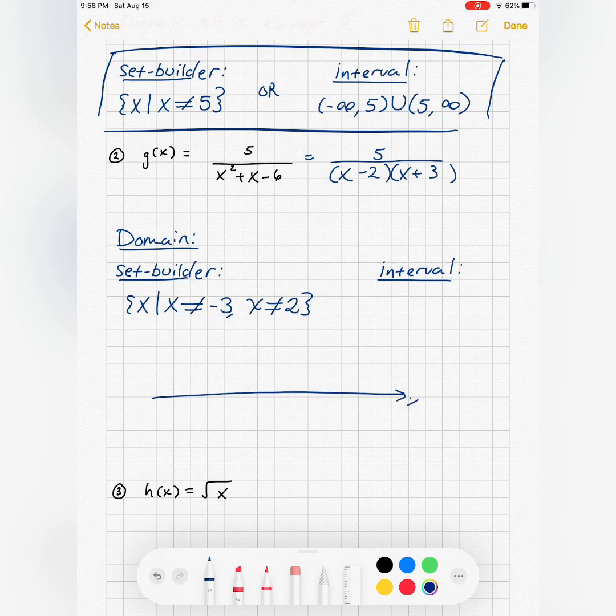For that one, I think, again, it's helpful to think about a number line. So I want to say everything but negative 3 and 2. So actually, there are 3 intervals: negative infinity to negative 3, or negative 3 to 2, or 2 to infinity.